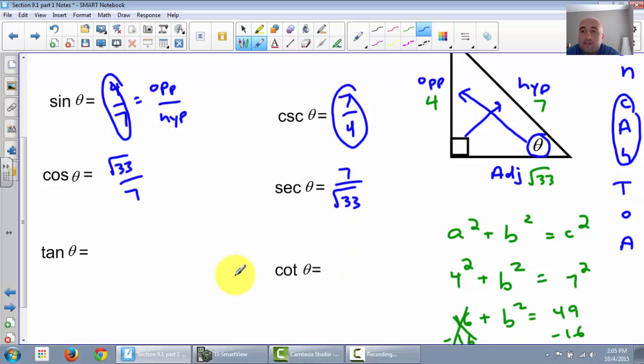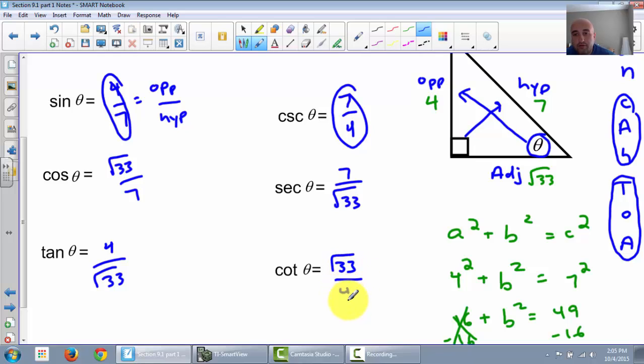And then last but not least, we have tangent. Tangent is opposite over adjacent. Opposite is 4, adjacent is root 33. So 4 over root 33, which would make then cotangent root 33 over 4. All right, so 4 of these are done. Root 33 over 7, that's a good answer. Root 33 over 4 is a good answer. And hopefully you notice that secant and tangent, there's an issue.